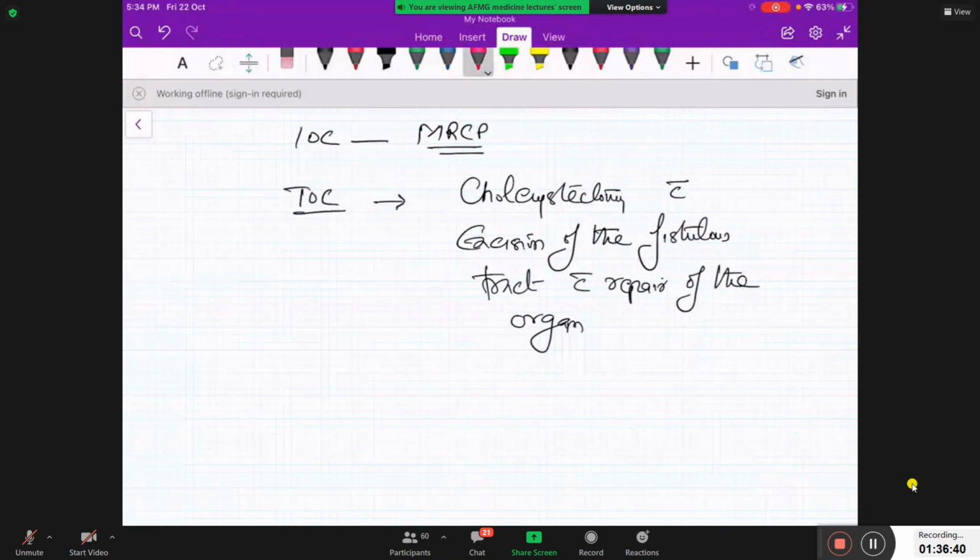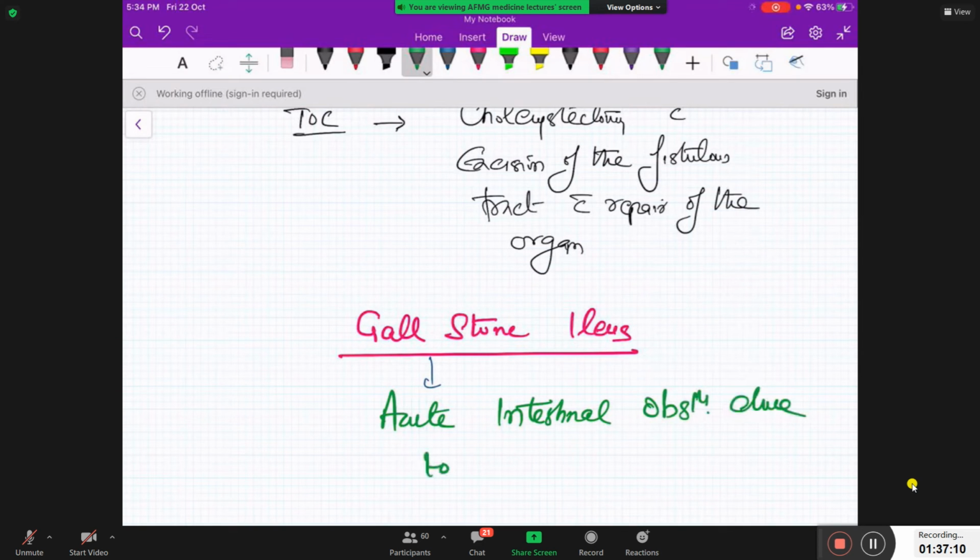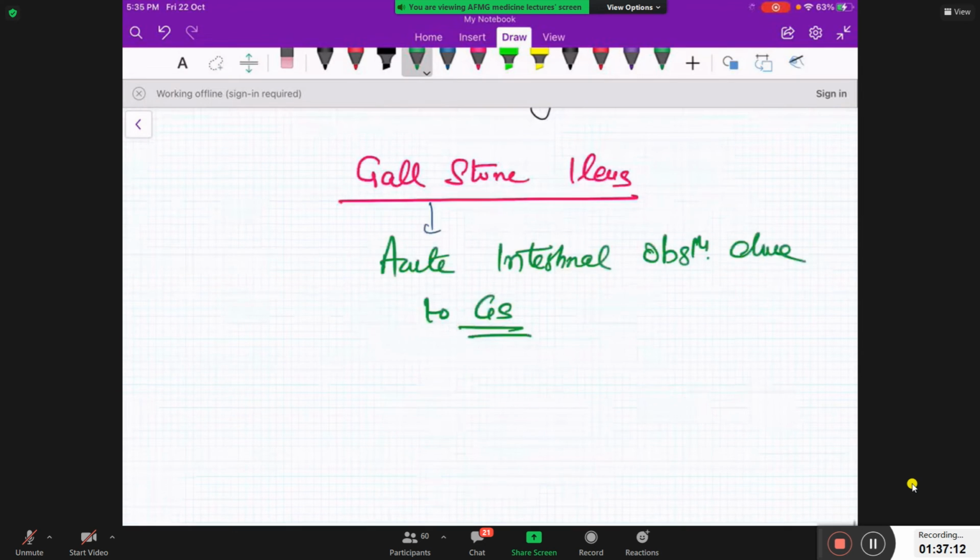Then comes gallstone ileus. Now, what is this gallstone ileus? A very important point and very important scenario. Gallstone ileus is an acute intestinal obstruction due to gallstones.